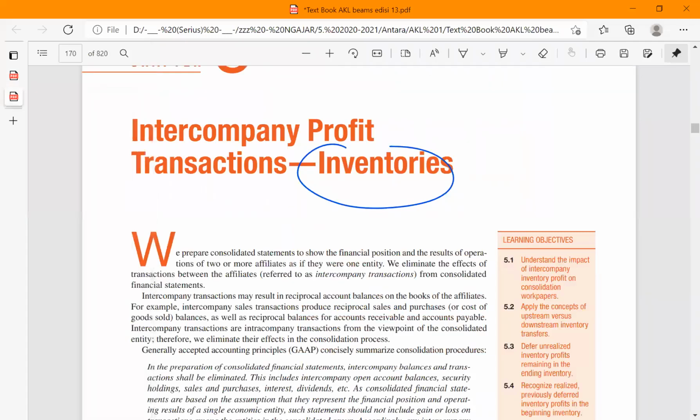Okay, so in this video, we're going to talk about Chapter 5 of Advanced Accounting 1 by Beams, which is talking about intercompany profit transactions, specifically related to inventory transactions.